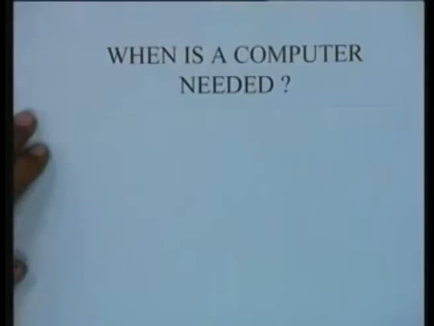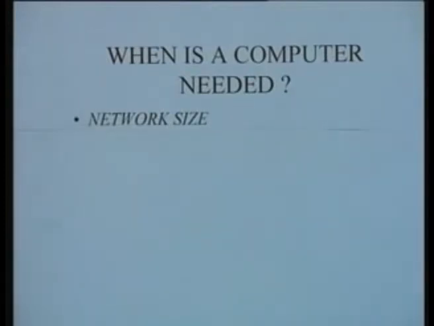So these are some of the major advantages that we get when we talk about using a computer. Nevertheless, let's try to find out when is a computer really needed. What are the factors or what are the features in a project that warrant the use of a computer? The first thing is really, what is the size of your network? That's the important thing.